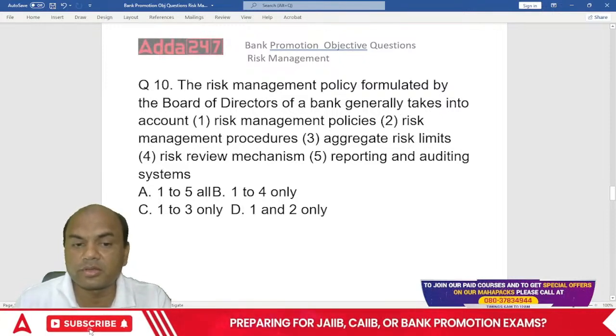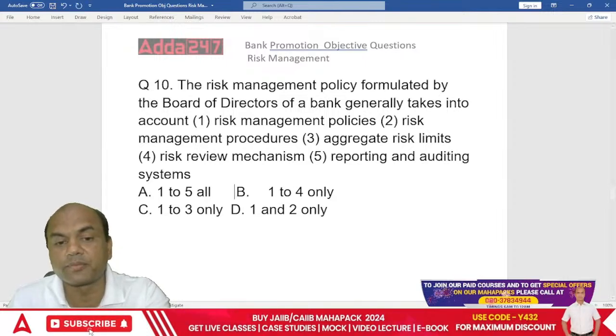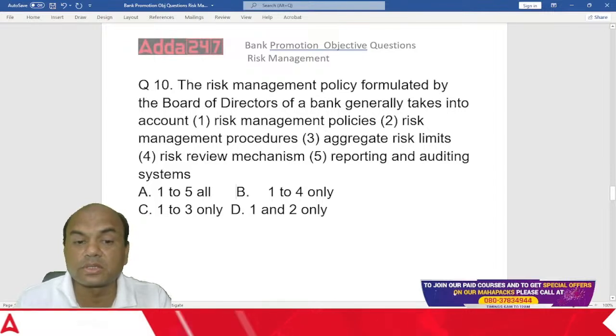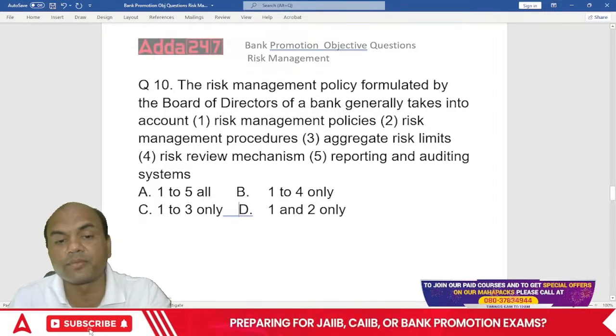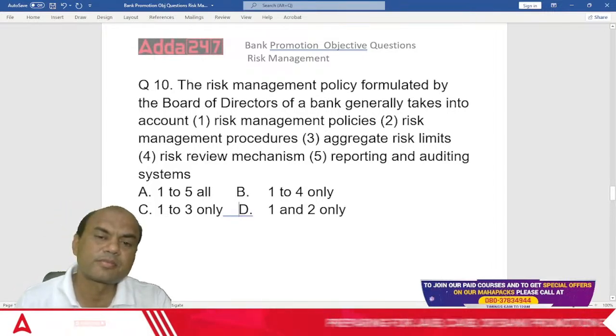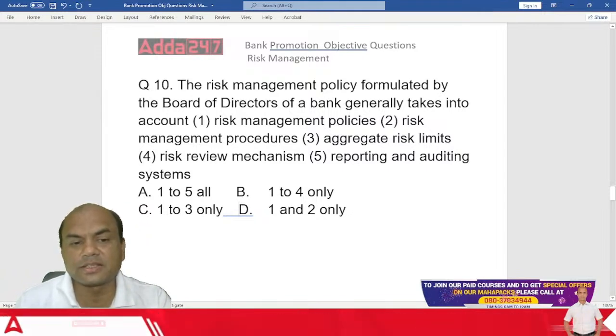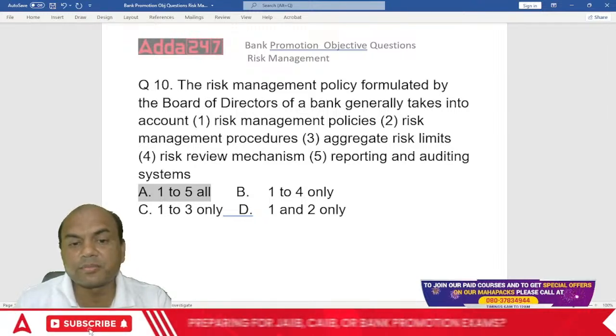1 to 5 all. B is 1 to 4 only, which means reporting won't be there. C is 1 to 3 only, and D is 1 and 2 only. So what is the answer? Simple one, isn't it? Quite simple. The answer is all of them.